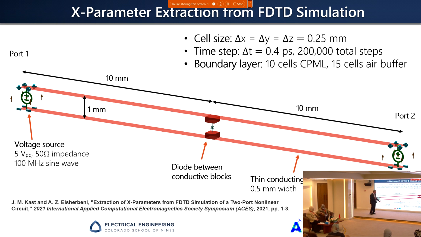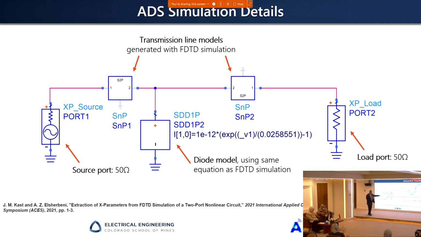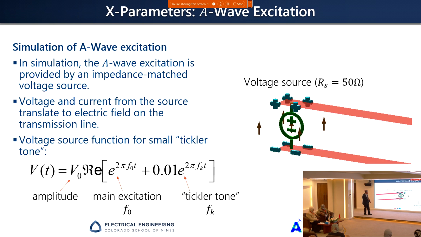So this is the simulation, and this is the image coming out of our own finite difference time domain, exactly as you see it here. This is the equivalent ADS simulation for this configuration, and we started to capture the voltage as a function of time at port 1.